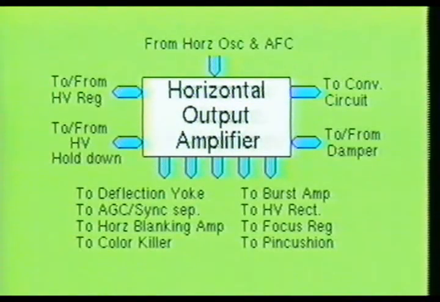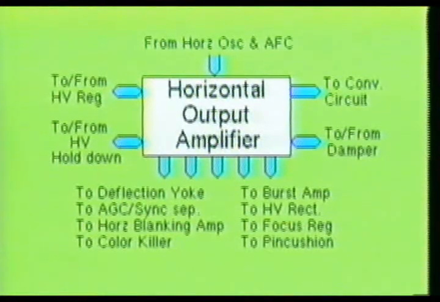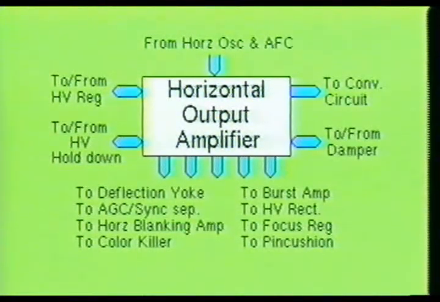The horizontal output amplifier stage is probably one of the most important stages in the color television receiver. This stage provides signals for many of the other stages located within the system. It drives the deflection yoke to produce the horizontal scanning. It provides synchronization pulses for the automatic gain control, blanking amplifier, color killer, and burst amplifier stages. The horizontal output amplifier also provides the AC voltages required to operate the high voltage rectifier stage and the focusing rectifier stage. This stage also outputs signals into the pincushion and convergence circuits.